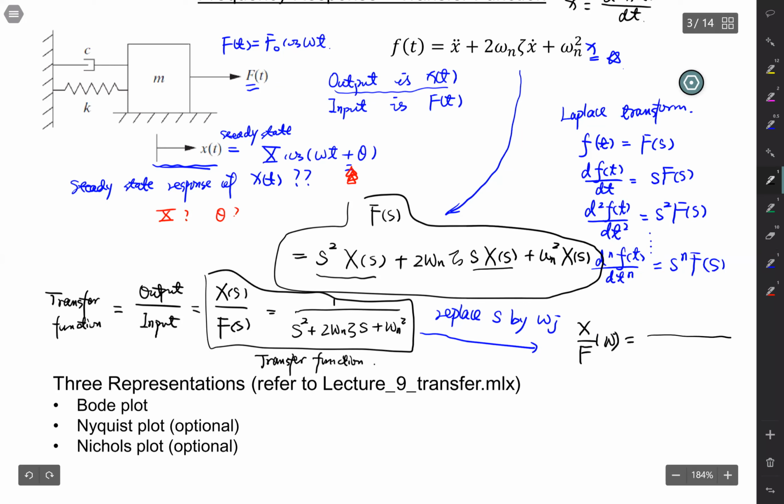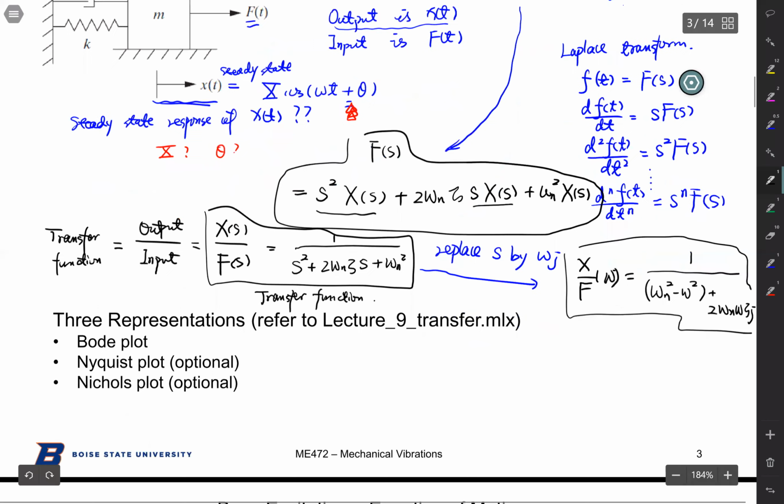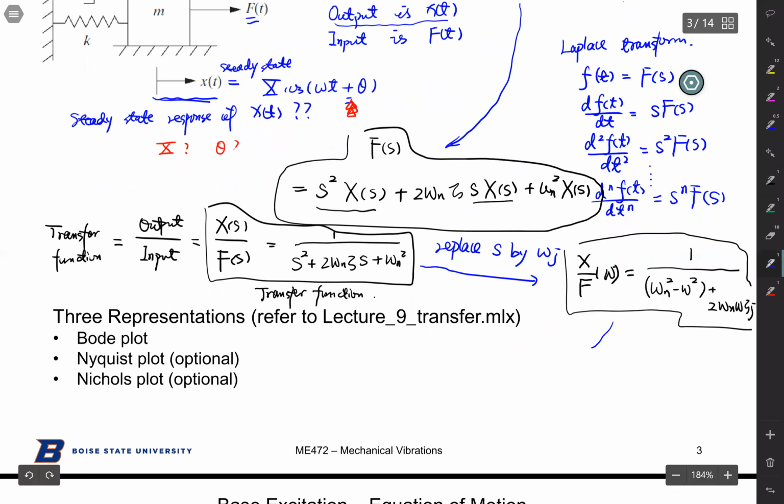The numerator is still constant 1, but the denominator becomes omega n squared minus omega squared plus 2 zeta omega n omega j. So in this case, you convert the Laplace transfer function to a function of omega. This function is usually a complex number. So then you can get two plots, as I mentioned before. One is the amplitude plot, and the other one is the phase plot. They're all functions of frequency.